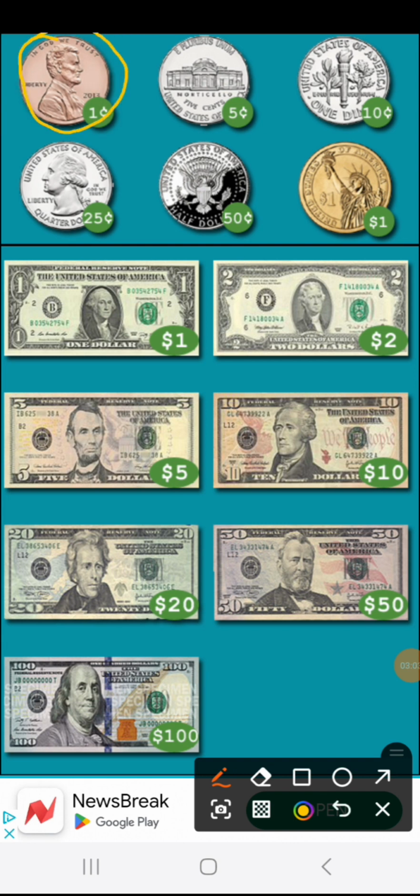How much is it worth? 1 cent. So to write 1 cent in money, you're going to do zero, because that's a zero for the bill. You don't have any bills. Then the decimal is for the "and." $0 and 1 cent, it's 0.01. In money, you have the tens place and the ones place, okay?